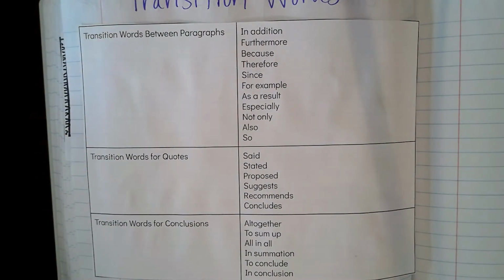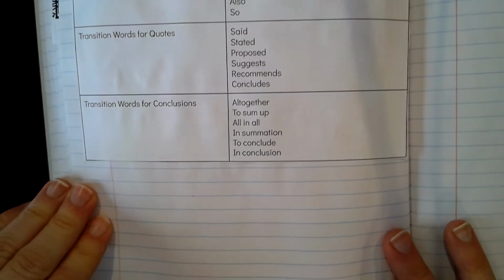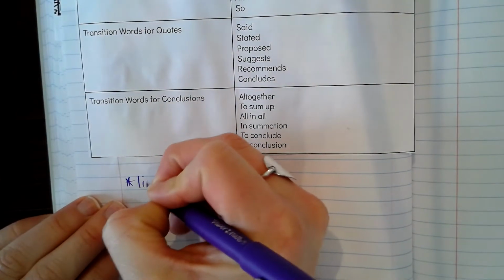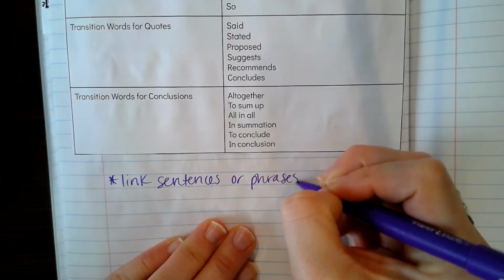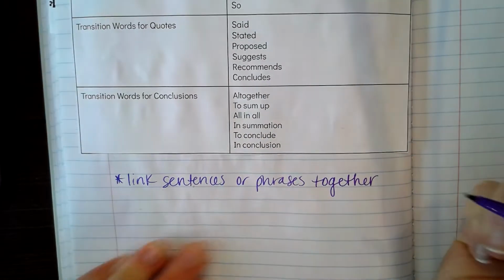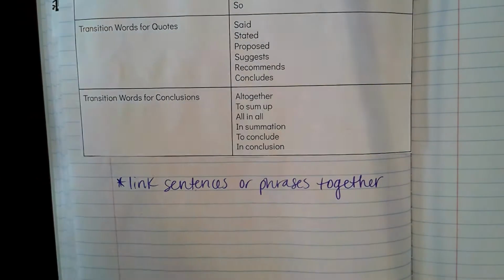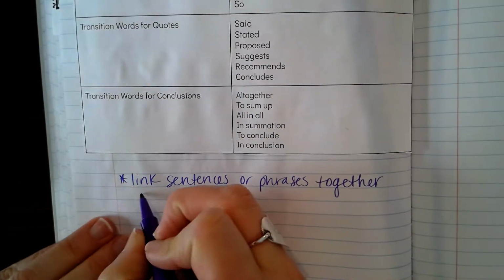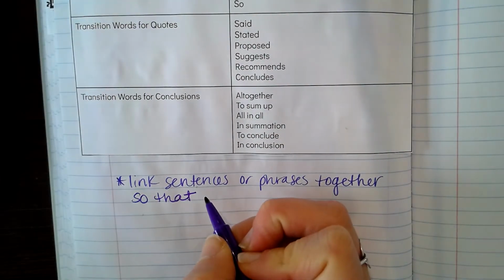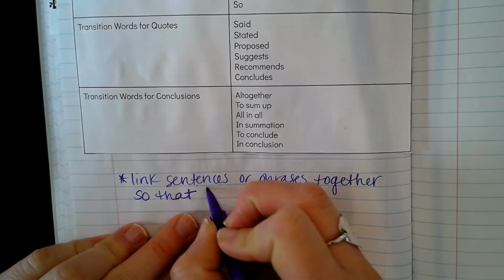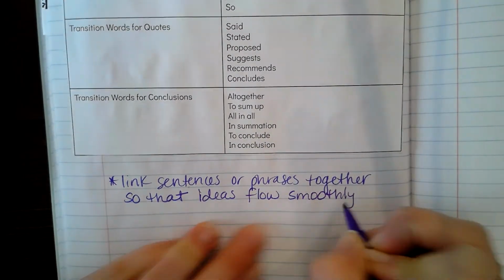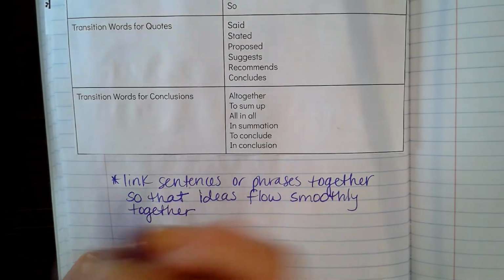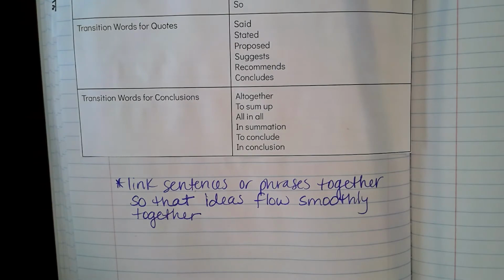Now, purpose for transition words. Transitions or transition words link, let me write this, link sentences or phrases together so that ideas flow smoothly together. Okay, so there's one little blurb.